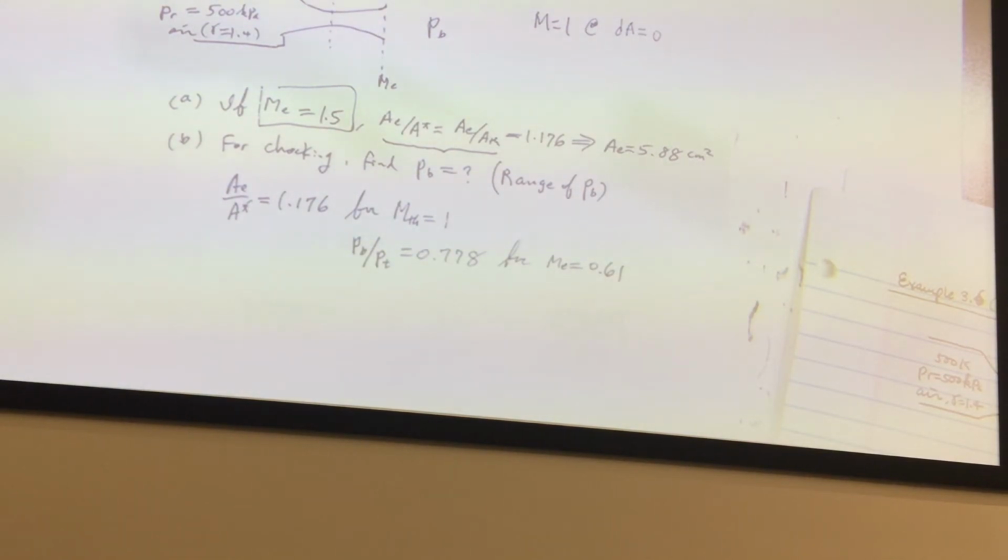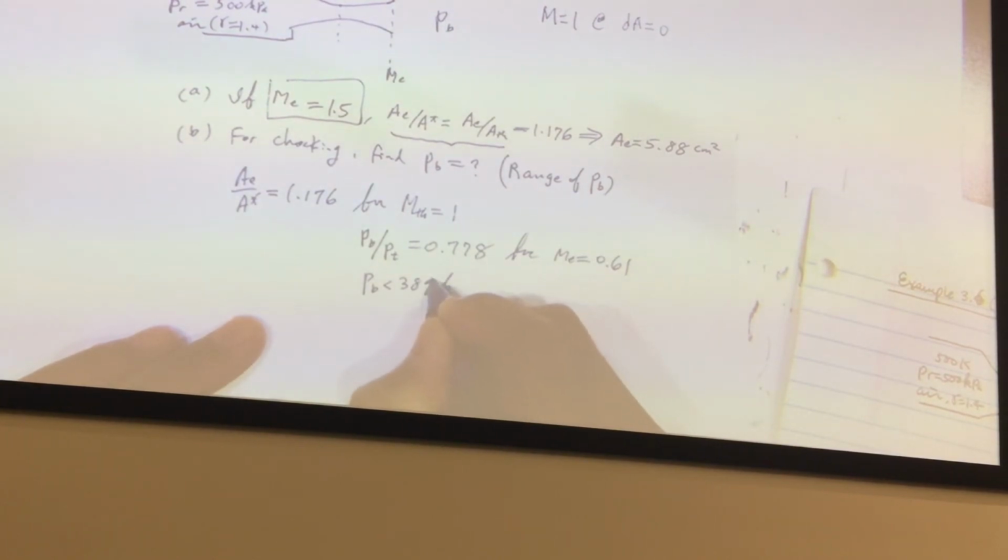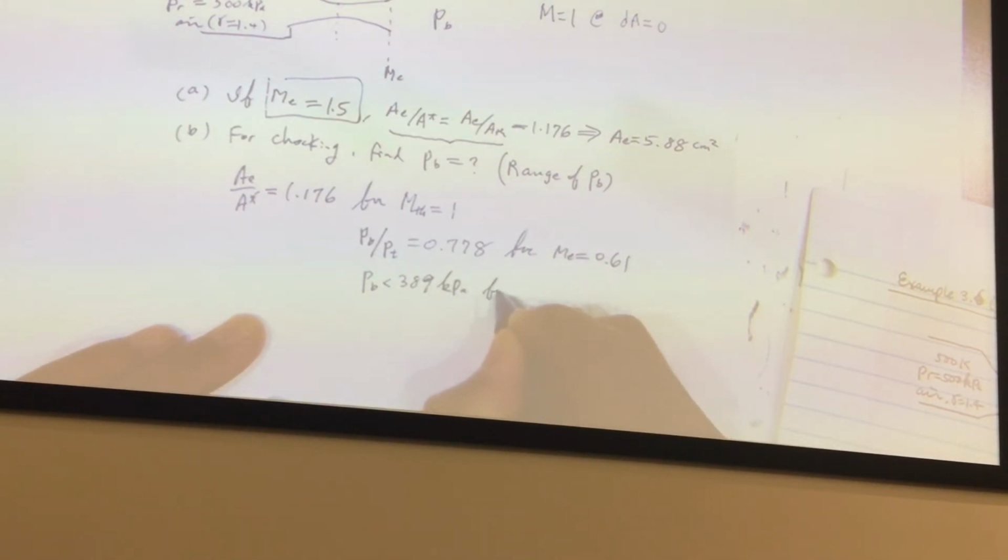Sounds good? Okay. So that means the back pressure has to be less than 389 kilopascal for the choking.